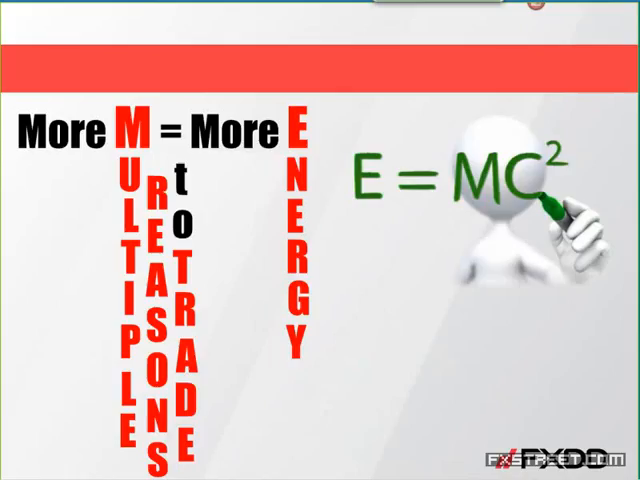Energy levels in trading, to me, are created by, instead of mass, multiple reasons to trade, which moves the market away from the point of the trade, sometimes fast, like a jet plane. So more M in the equation, E equals mc squared, equals more energy. If you have multiple reasons to trade, you should have more energy.